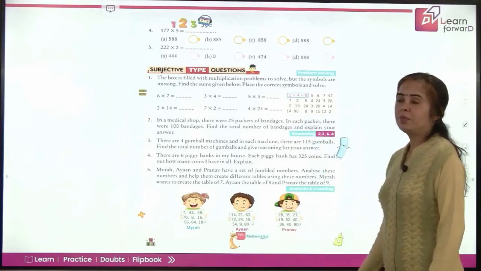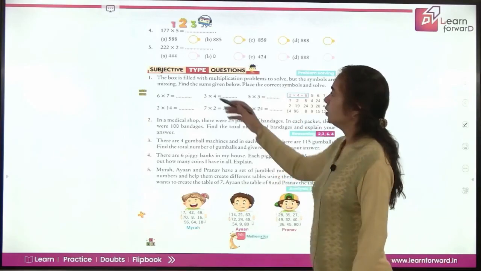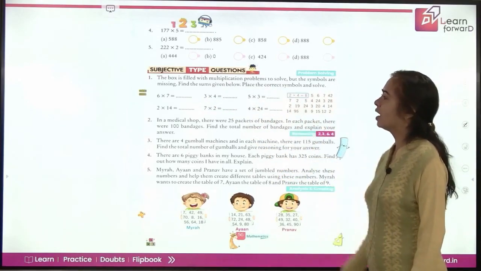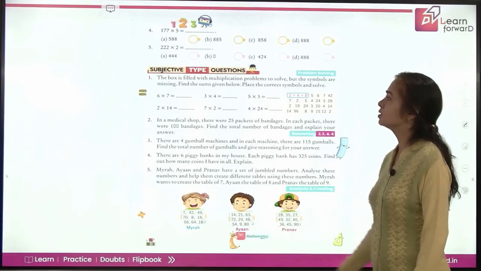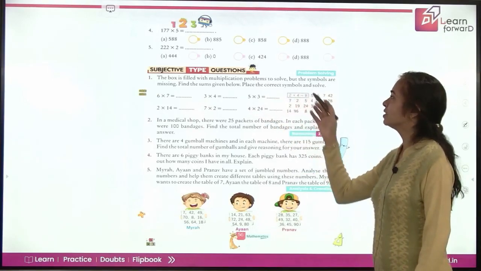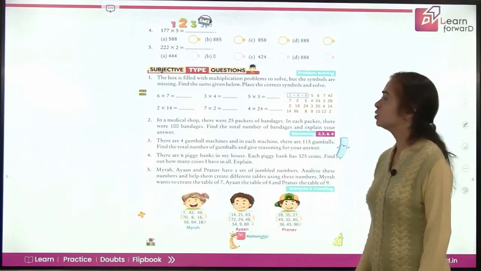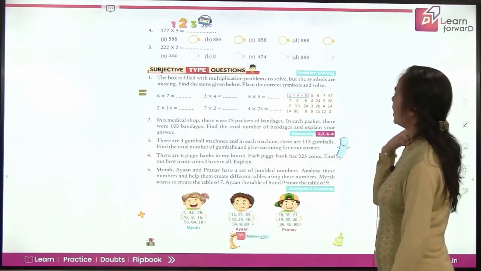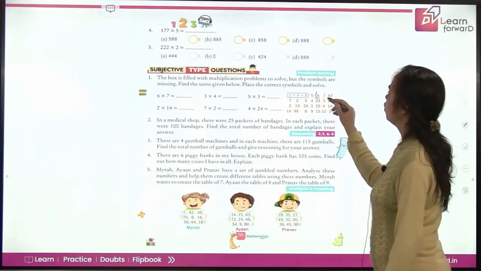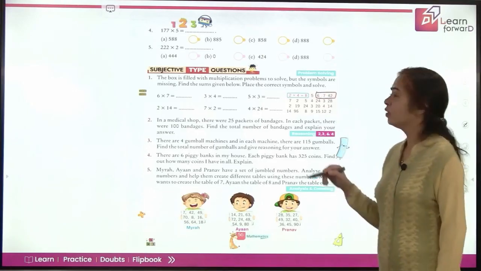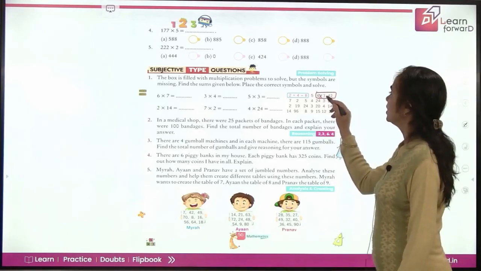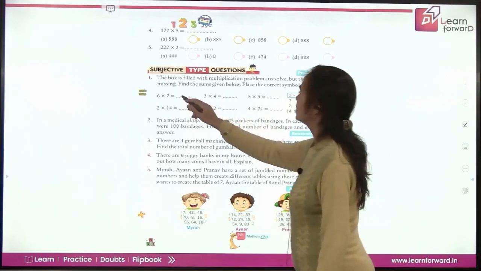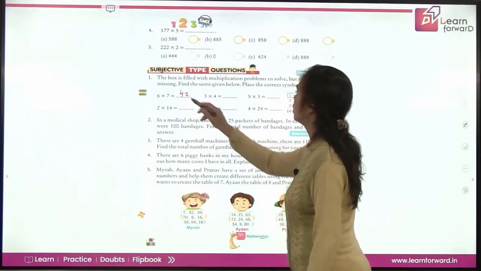Subjective type questions for you now. The box is filled with multiplication problems to solve, but the symbols are missing. Find the sums given below. Place the correct symbols and solve. So, in the first one, what do you see, children? 6 times 7 is 42. So, what do you have to do here? Put the multiplication sign and put the equal to sign. So, you get here 6 times 7 is 42.